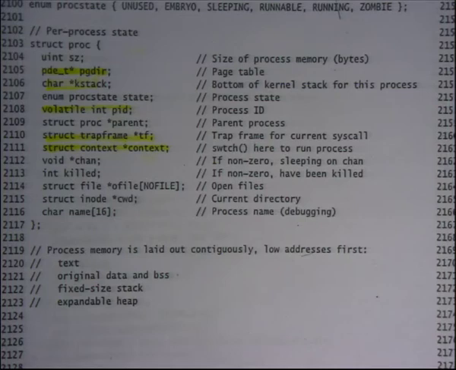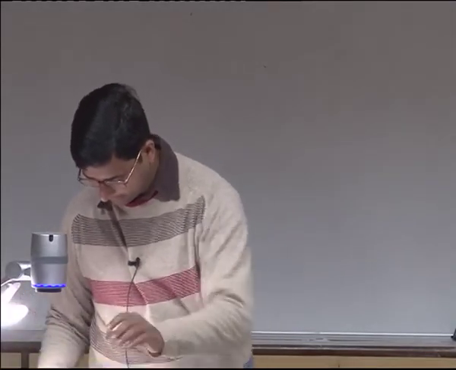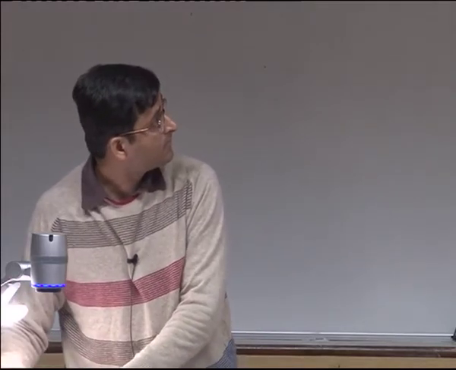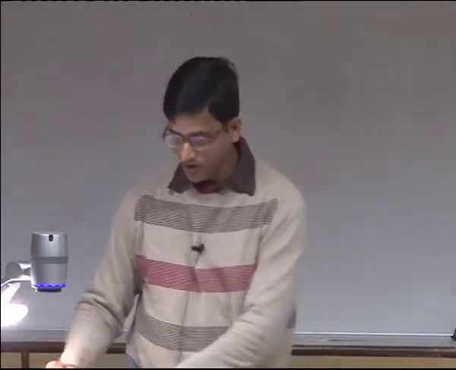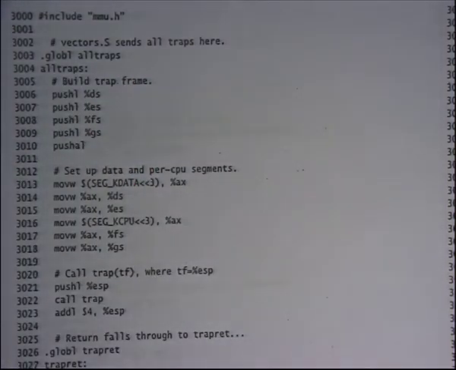Okay, so let's also look at what happens on a trap. Sheet 30. Okay, so on a trap, the IDT points to a handler, right? And we said the first thing the handler does is save all the registers, right?